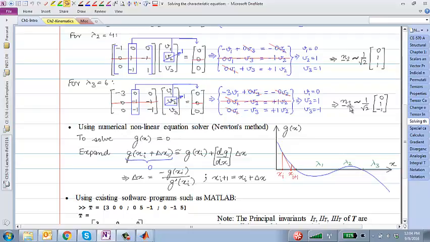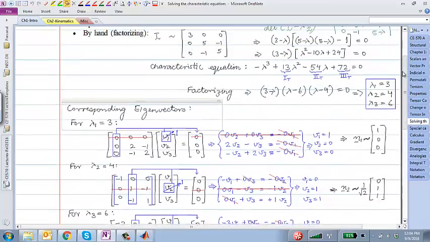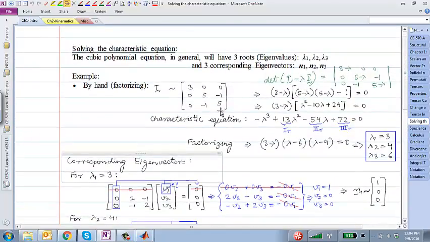So having done that, let me ask you this. Can anybody take a guess or think about what this tensor actually looks like? That's a difficult one, right? What does a tensor look like?